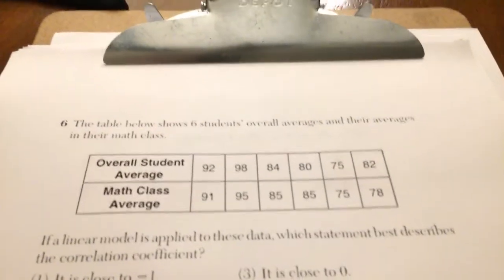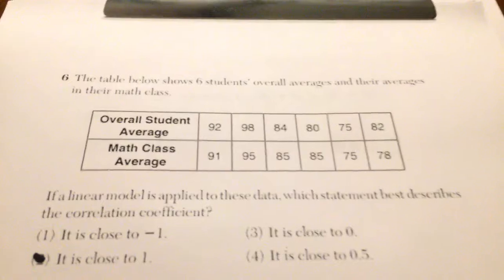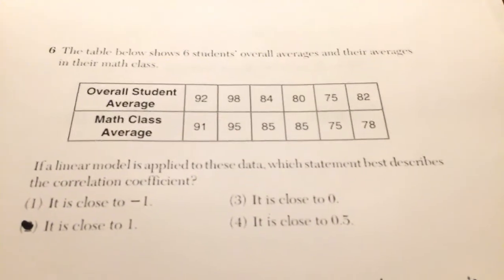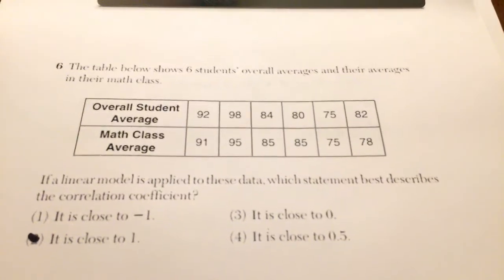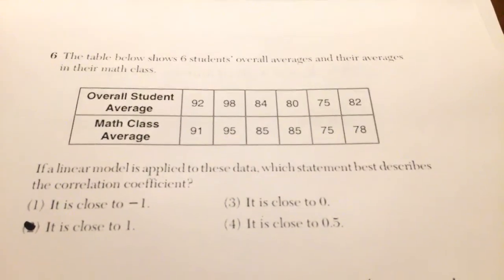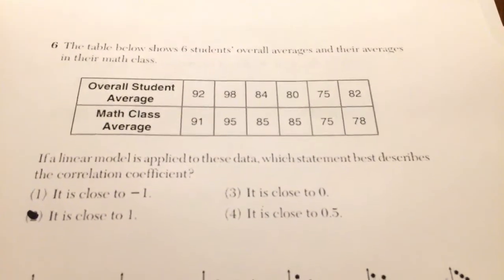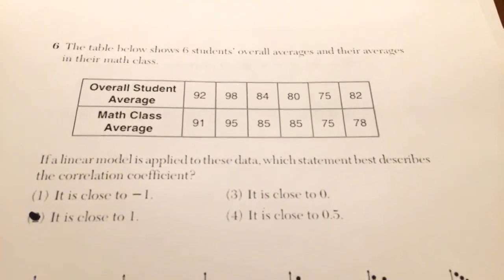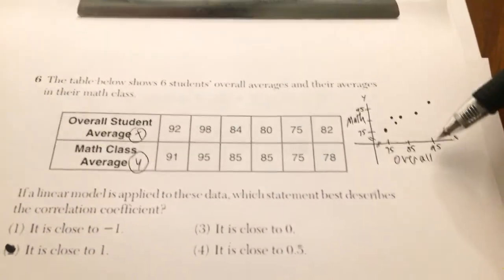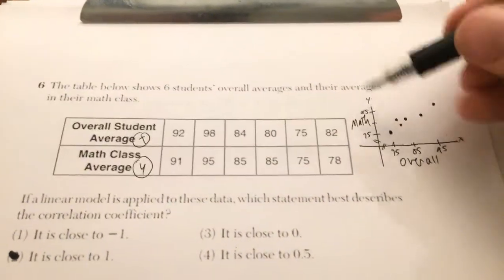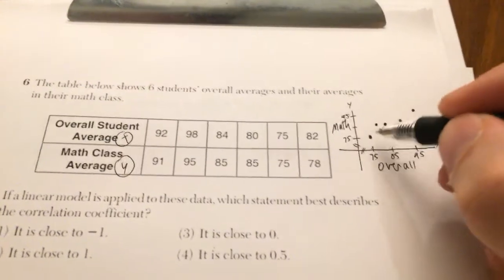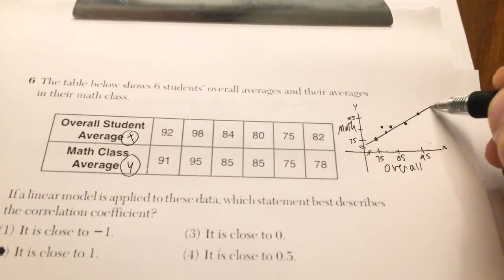The table below shows 6 students' overall averages and their averages in their math class. If a linear model is applied to this data, which statement best describes a correlation coefficient? What I'm going to do is create a quick scatter plot of this data to give you an idea. I let my x-axis be the overall student average, and my y-axis be the math average. I plotted some points, and if you notice, these points are going up from left to right.